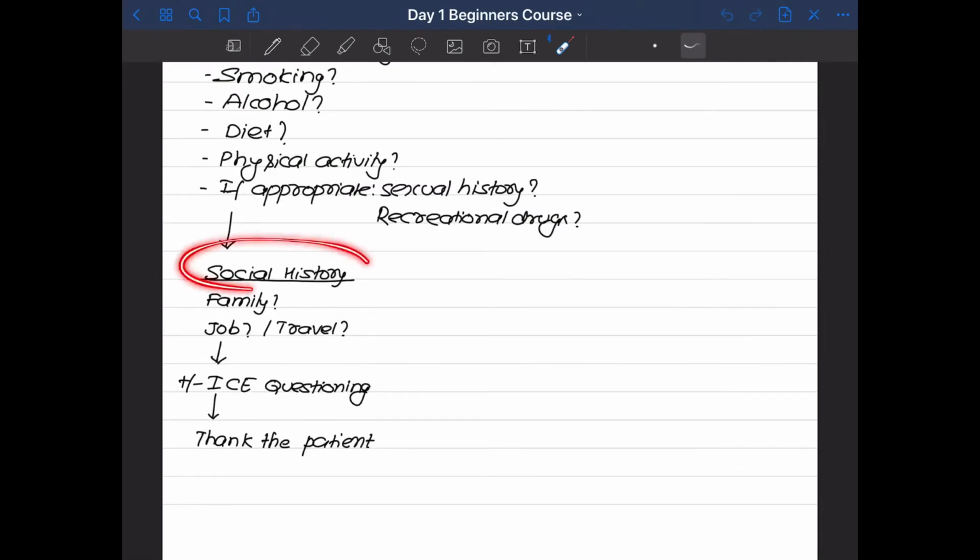Then you'll ask social history, like who do you live with? Okay, what do you do for your living? Have you traveled recently anywhere? Okay, and that's your social history. And this is more important in the station which is related with cancer. Okay, because you want to know what kind of support he has when you go back home.